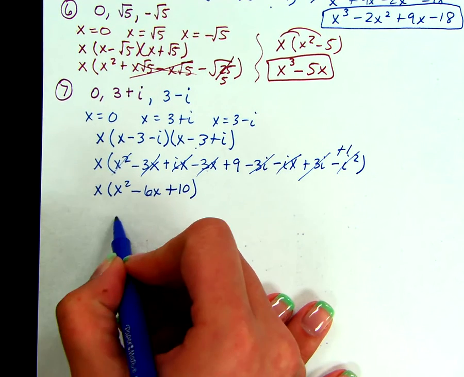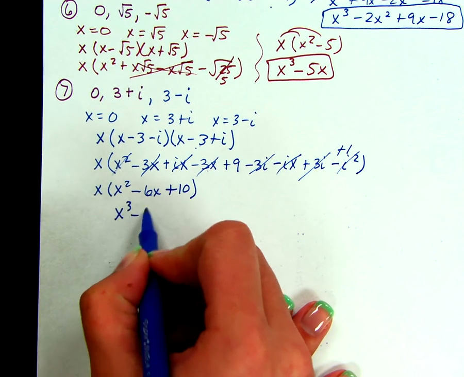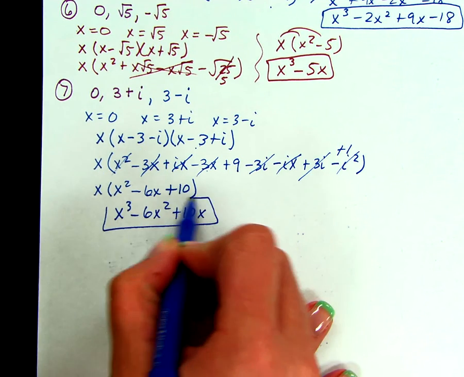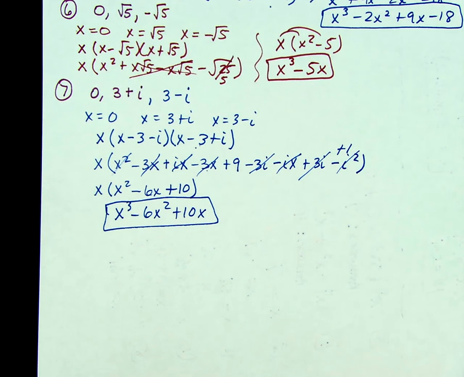And then we distribute the x in. So x cubed minus 6x squared plus 10x is going to be our final answer for this problem. And it's also going to conclude this section.